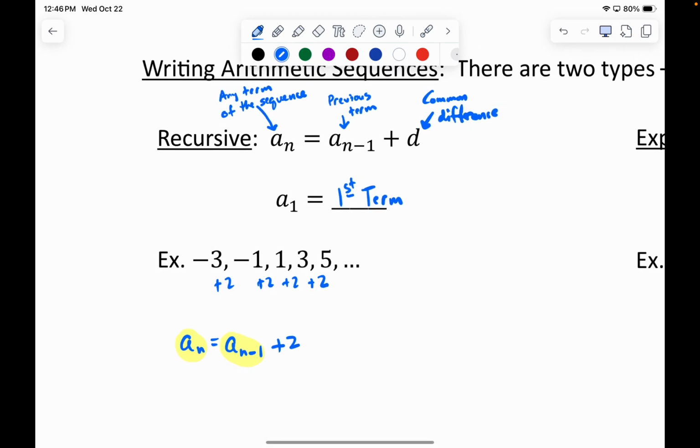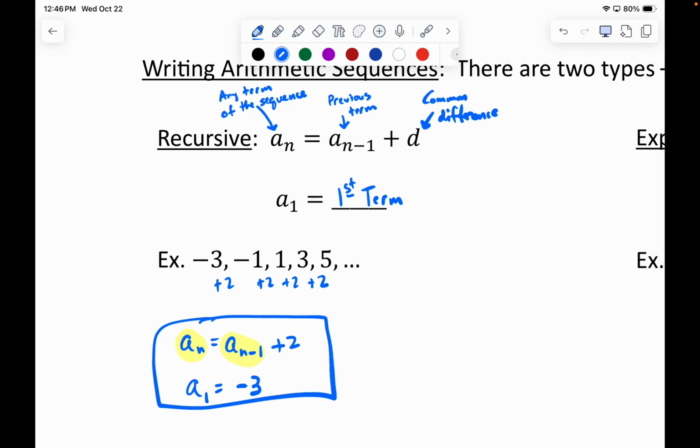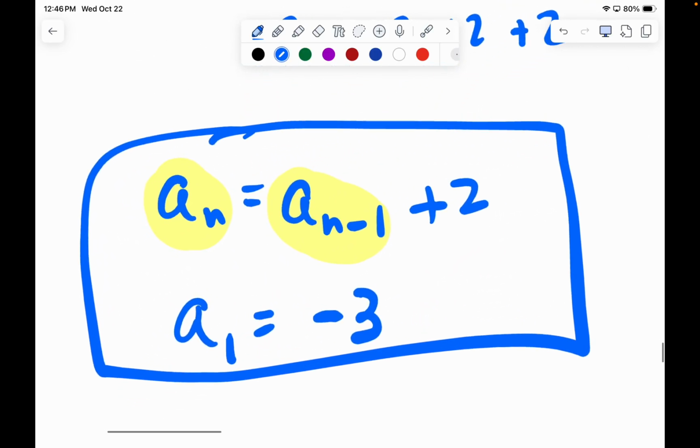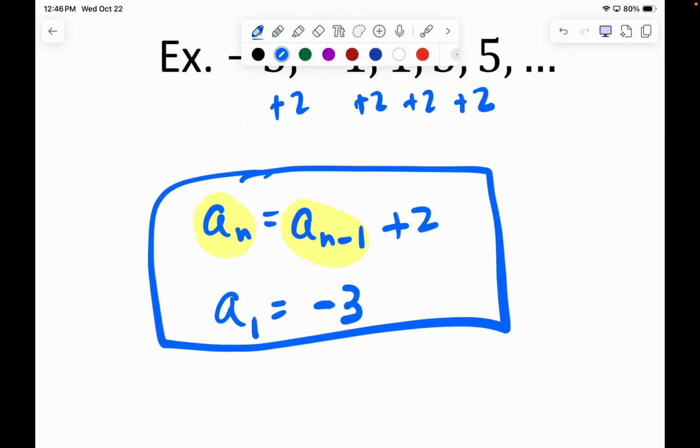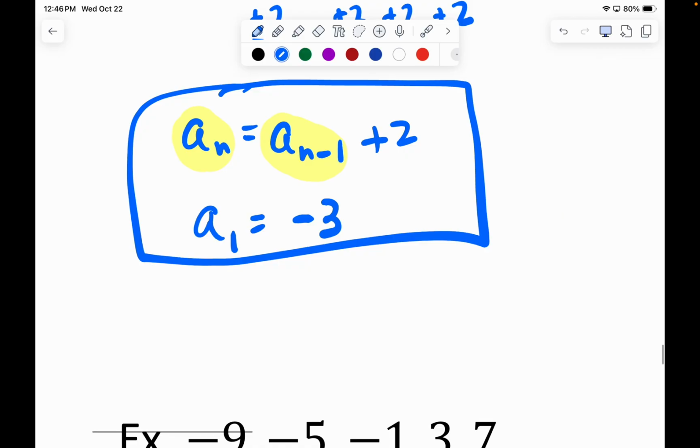And I also need to write A of 1 equals what? -3. A of 1 stands for the first term. What's the first term of my sequence? -3. This is it. That's my recursive rule. To put this into simpler words, this is saying A of n equals A of n minus 1 plus 2. That means any term of the sequence is equal to the previous term plus 2.